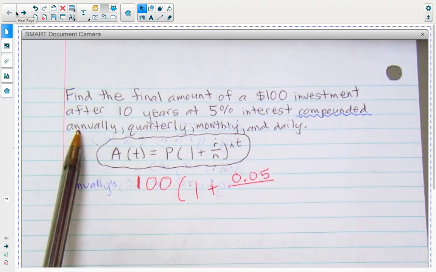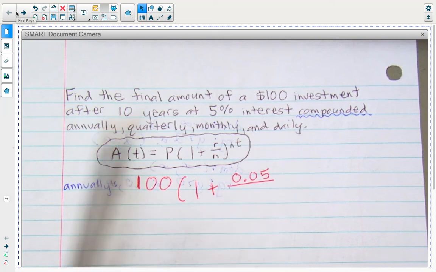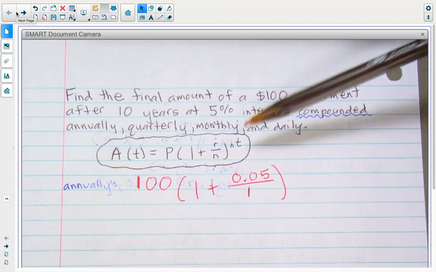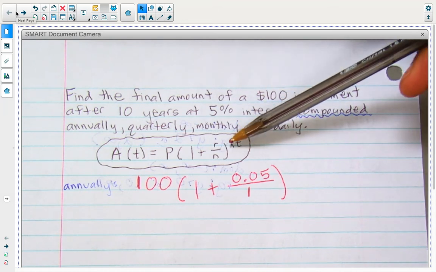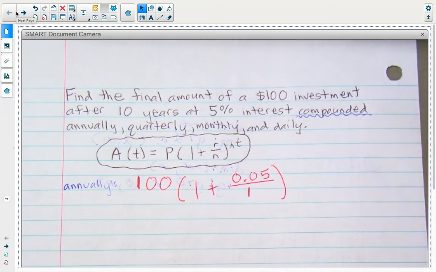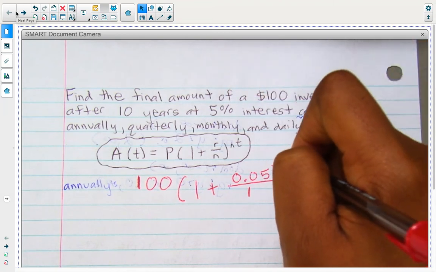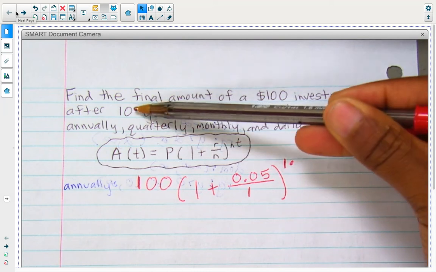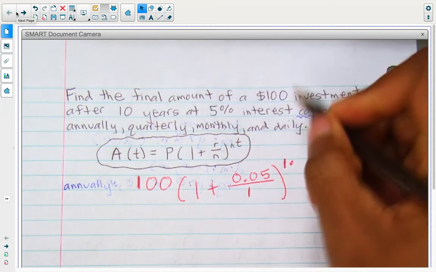N is how many times you're doing it. The first one is a 4-part question here. The first one says annually. Annually is 1. And then on the outside, it says N times T. N is how many times it's happening per year. So that's just a 1 because annual means 1. And T is your time period in years. So we're talking 10 years later. So 10.